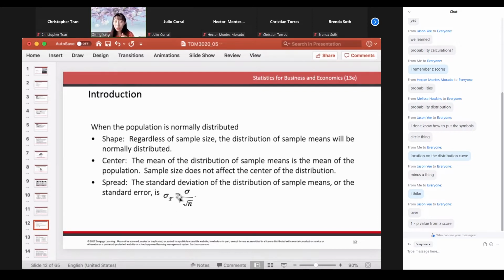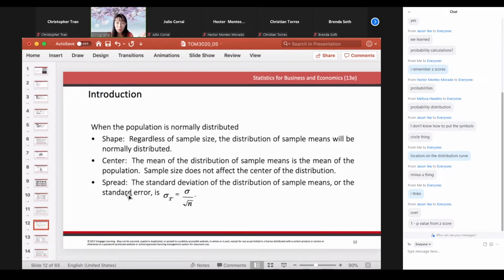The slightly tricky one is the spread, right? How much difference do you have in your data set? That's measured by standard deviation. The standard deviation of the sample mean distribution, or sampling distribution, has its own name. It's called the standard error.